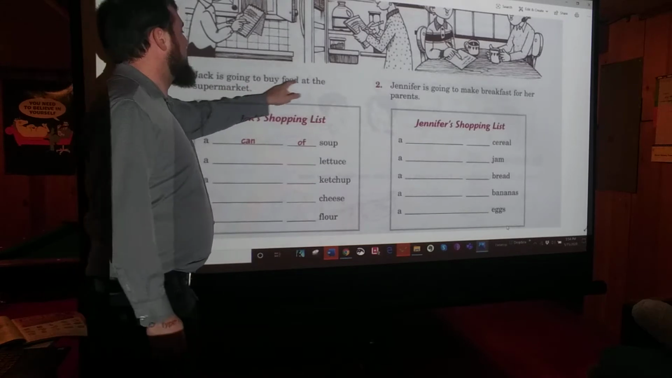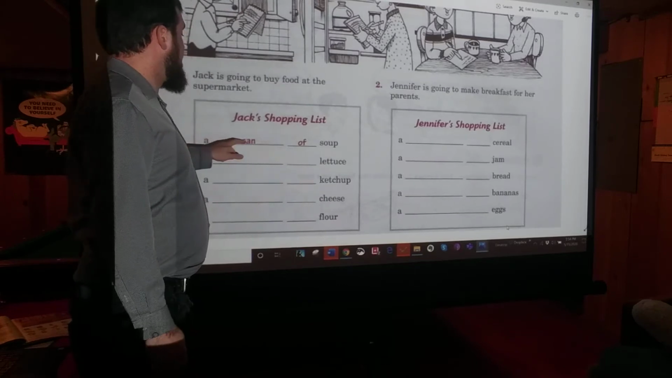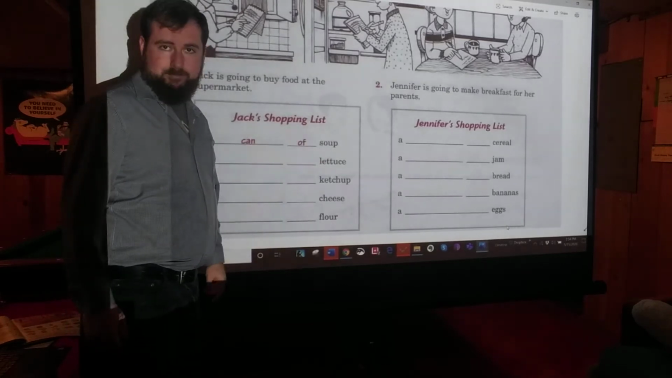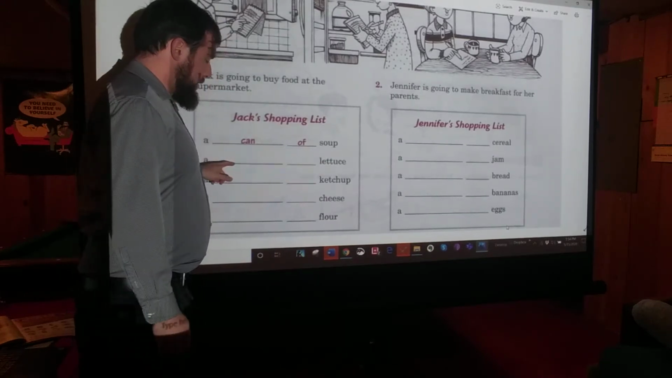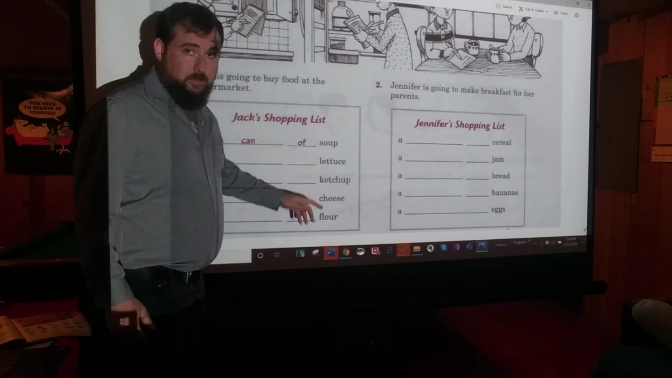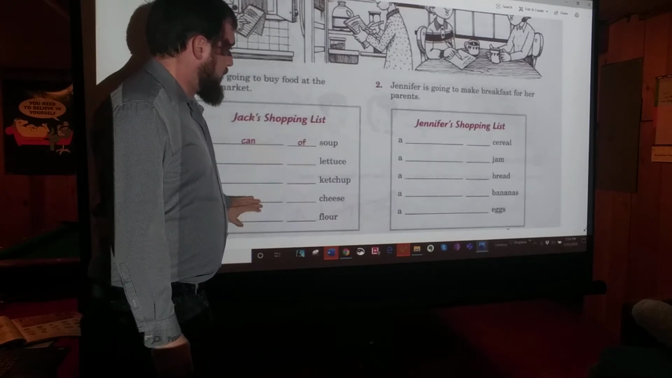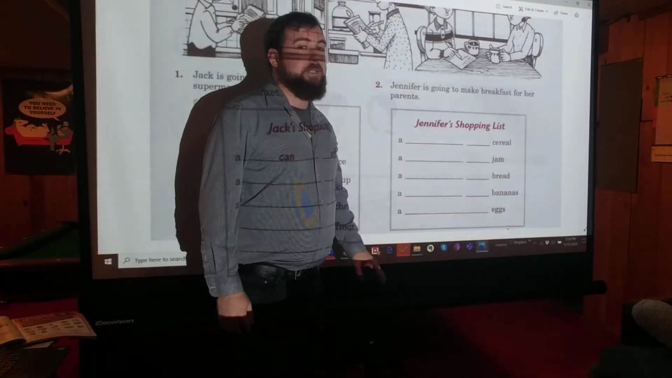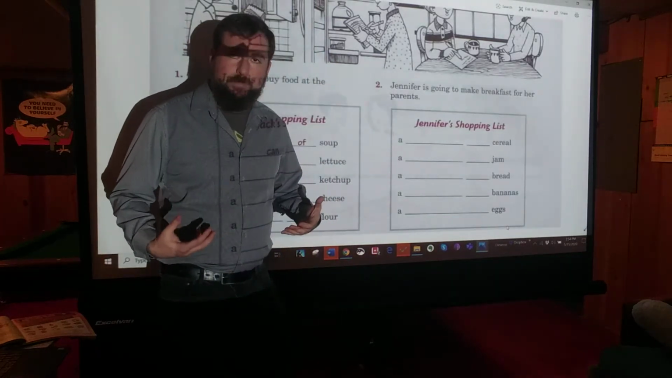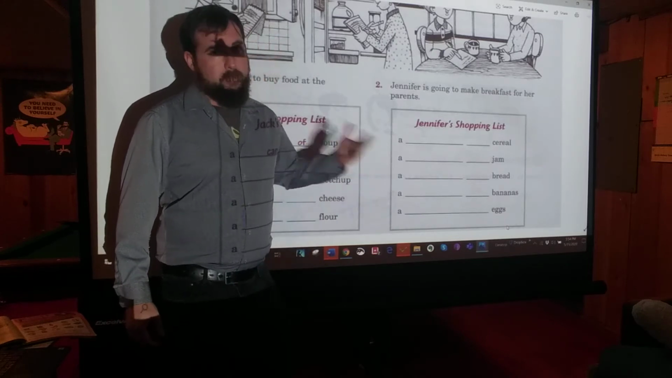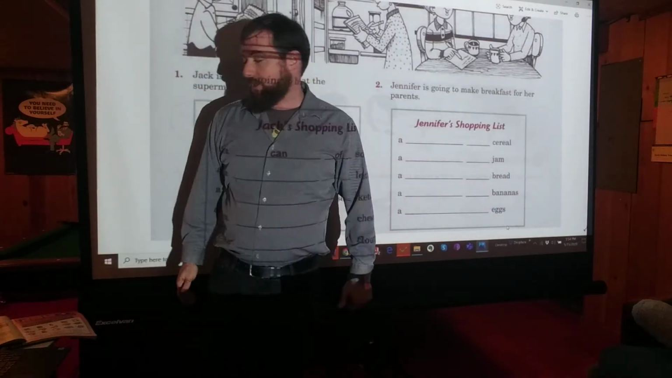Jack is going to buy food at the supermarket. Jack's shopping list. A can of soup. See? A blank blank lettuce. What are the words that go here that we use to describe lettuce? Remember? I just talked about it. So, fill all of these in. I'm going to practice talking about our quantities of food. That's how much. Quantity means how much. And then, when you're done, come back to me, and I'll go over the answers with you. All right, so pause the video. Fill in the worksheet.